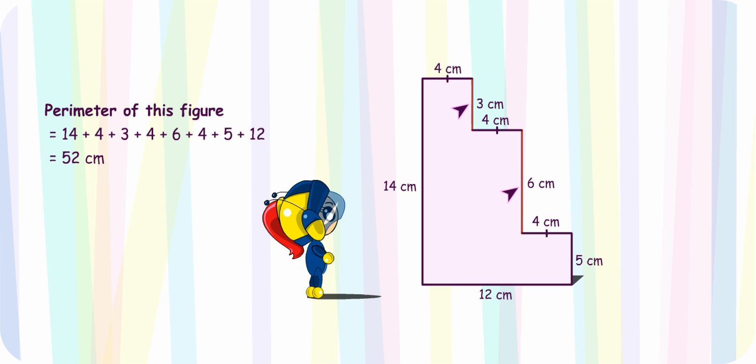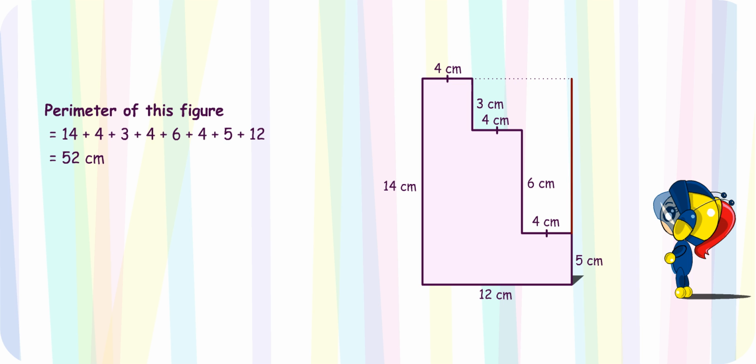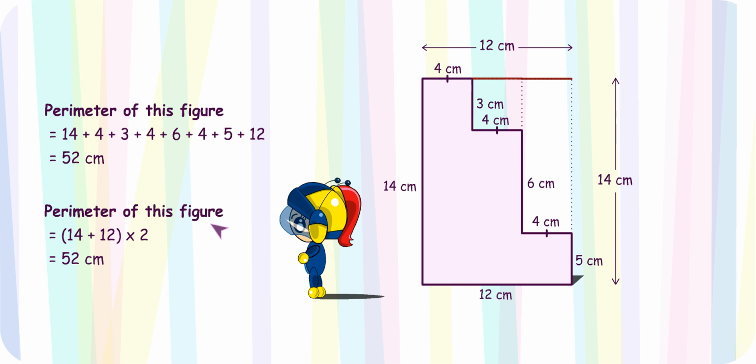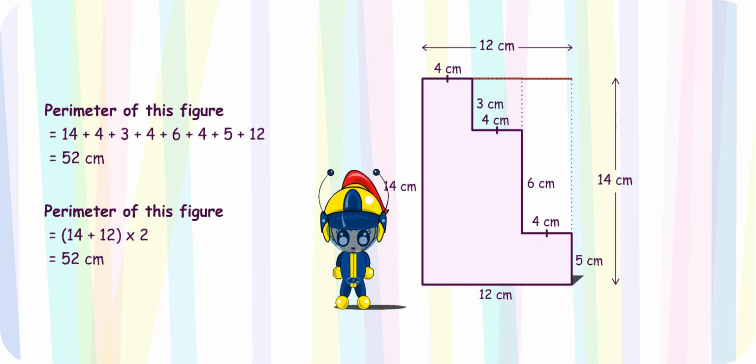Look at the shorter vertical sides. We can move the 3 centimeters and 6 centimeters sides in line with the 5 centimeters side to form a straight line which is 14 centimeters long. Similarly, we can move the 2 horizontal sides in line with the top line to form a straight line, which is 12 centimeters. Thus, the perimeter of this figure is simply 14 plus 12 times 2, which is 52 centimeters. Wow, teacher, your method is much shorter and faster.